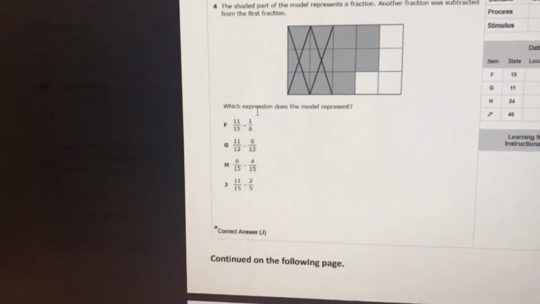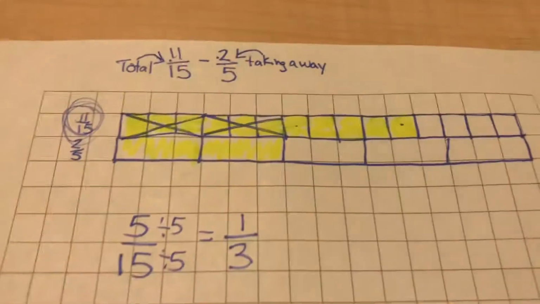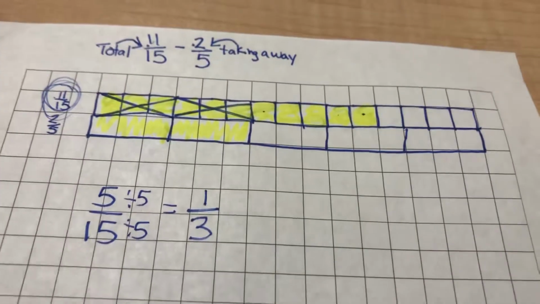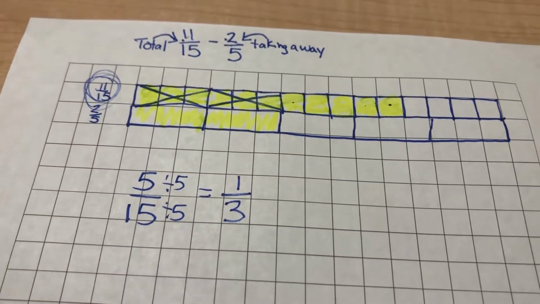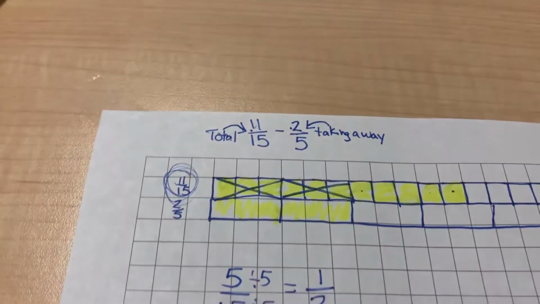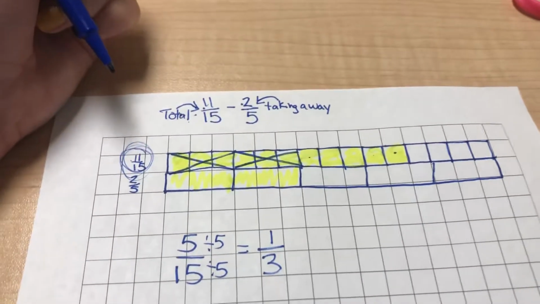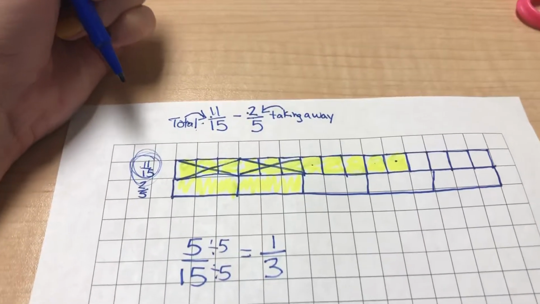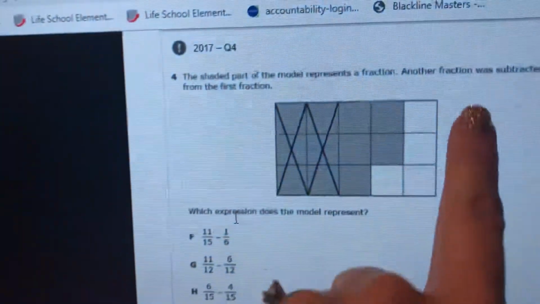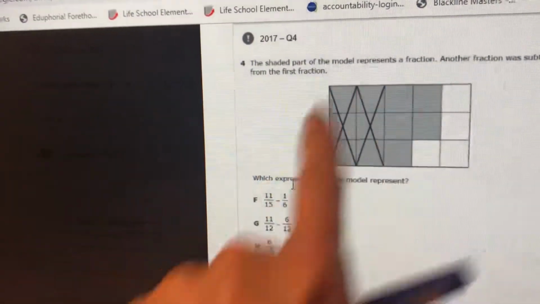That's why we want to create our own models, so we will know how to make that connection. Once again, we start with our total. That's why I always have them label it total. What is my total? They'll understand this entire thing is their total.